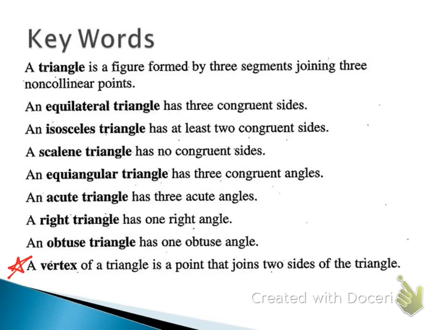I'm sure this is something that you guys are all pretty familiar with. A triangle is a figure that is formed by 3 segments joining 3 non-collinear points. The reason non-collinear is in there is because if you had 3 collinear points, 3 points that formed a line, and you connected them, you wouldn't have a triangle, you'd just have a line. So that's why that's in there. You all know what a triangle is, I assume by now. It's a 3-sided figure. We're going to be working with those all chapter long.